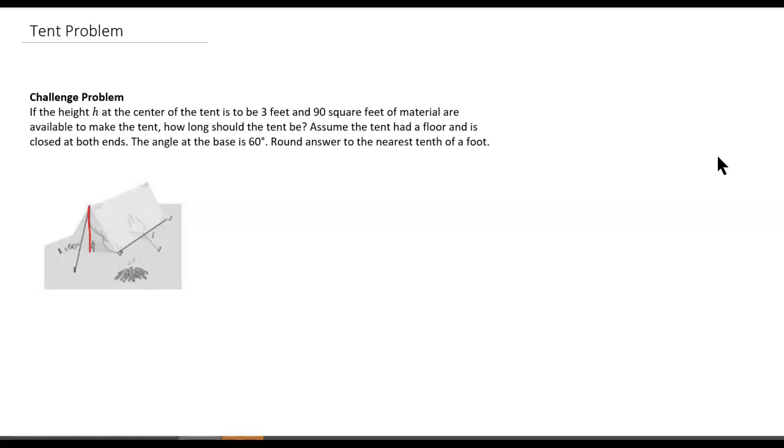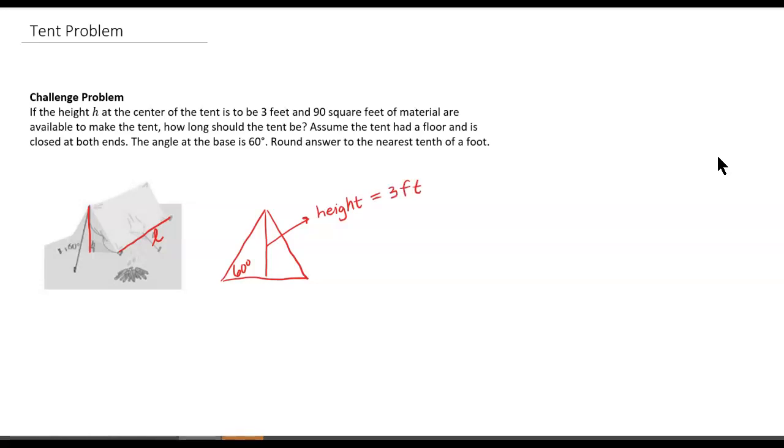And so we're trying to figure out how long the tent is. So what we're trying to find is this length here. Looking at the front of the tent, we know that it's an equilateral triangle. We were told that this base angle here is 60 degrees. And as I mentioned, this part, the height here, is 3 feet.